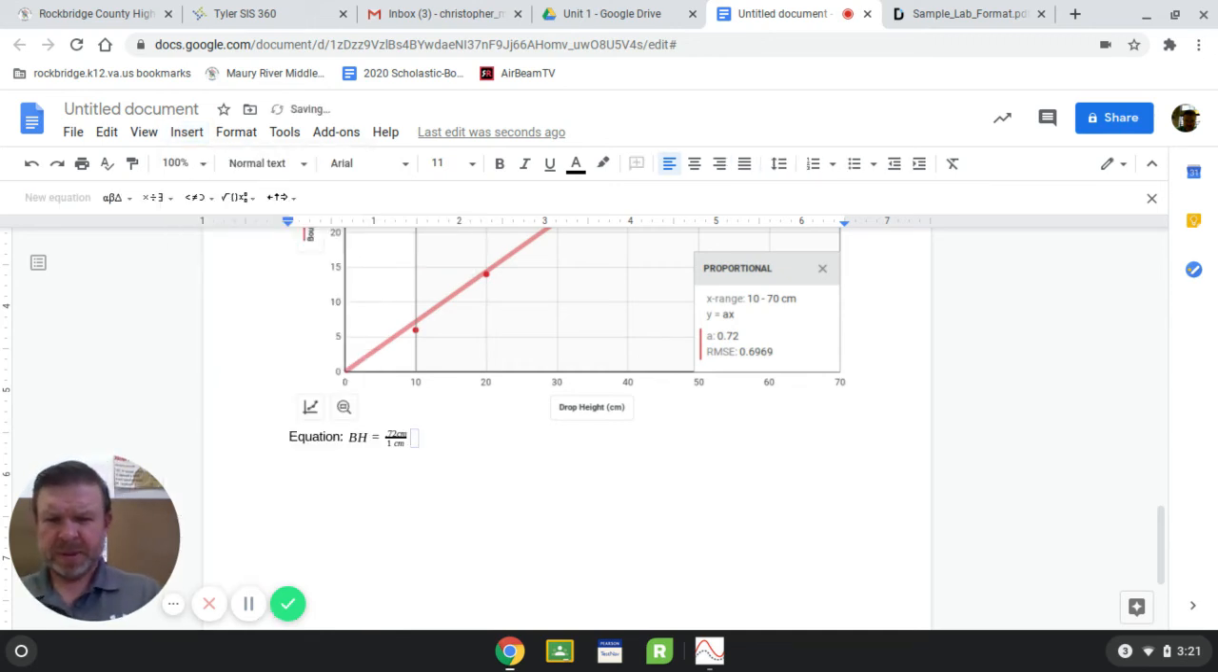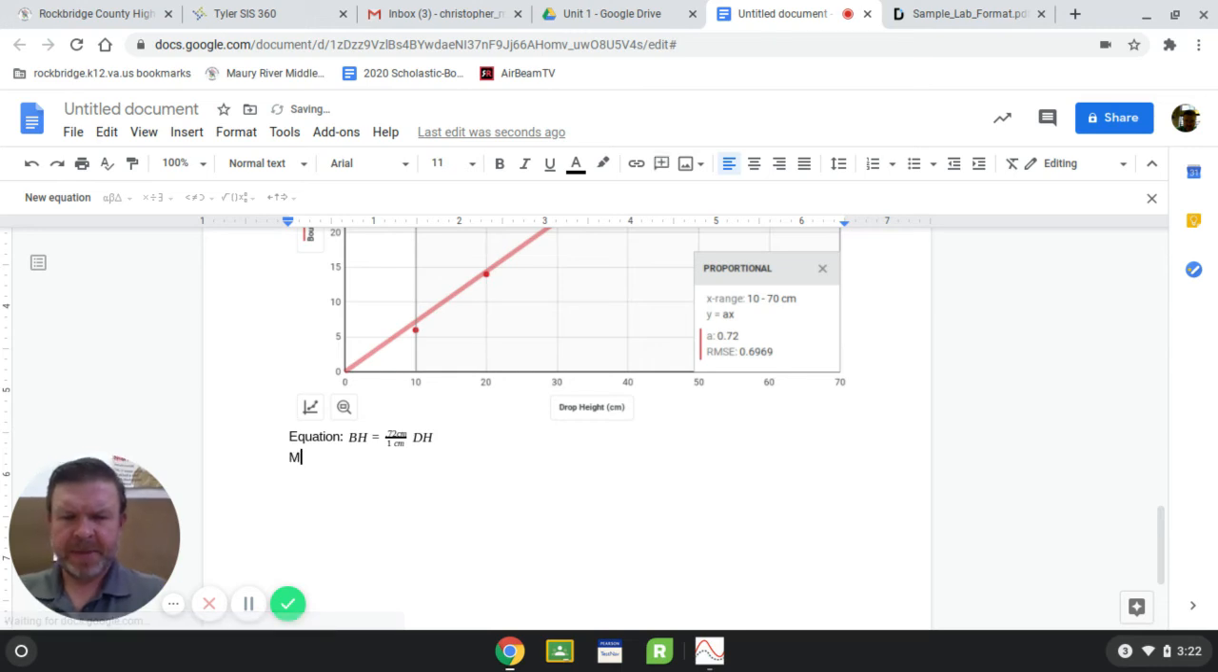Insert an equation. I can get back to there. All right, so now I've got drop height. So this is like my y equals mx. And if I did have an intercept, it would be plus b. But we decided it should be 0.